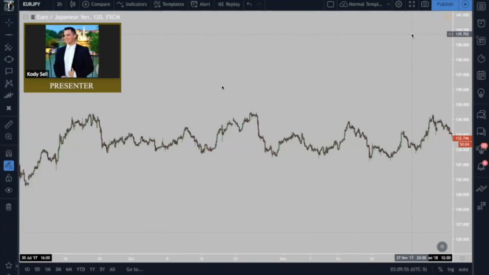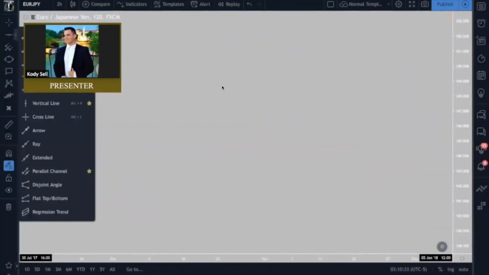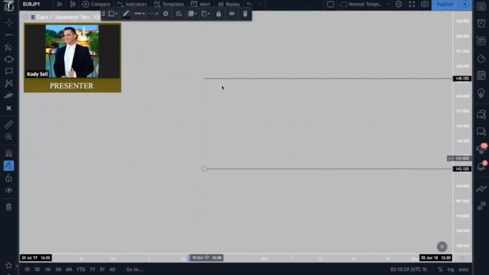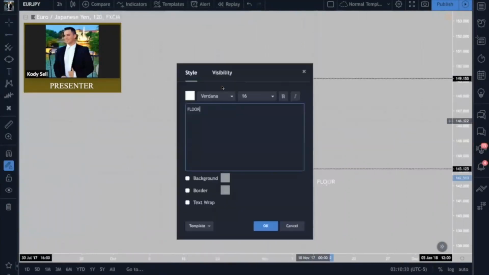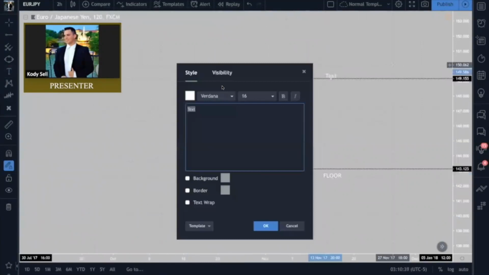Now, I've got us pulled up on Euro JPY, but before I can take you all into the actual market, we have to take a look at what support and resistance is from a conceptual standpoint. So I'm going to pull us out of the market for a second so that we can take a look at that. All right, so I want you to imagine that you are in a hallway. So here is our hallway right here. All right, we have our floor right here. And then we have our ceiling right here.